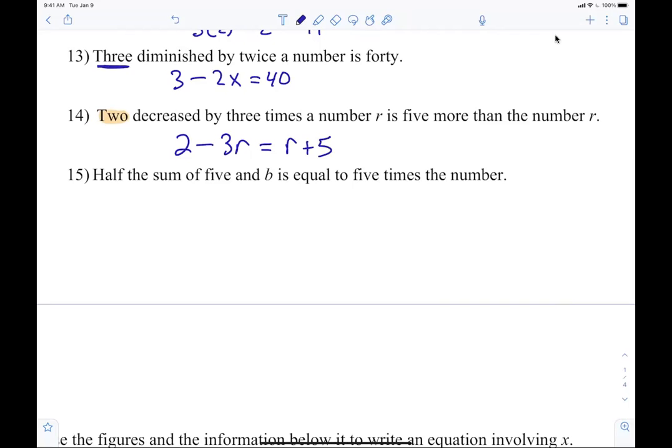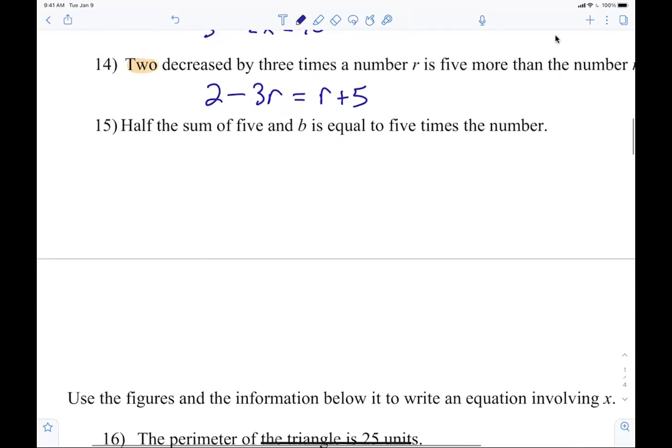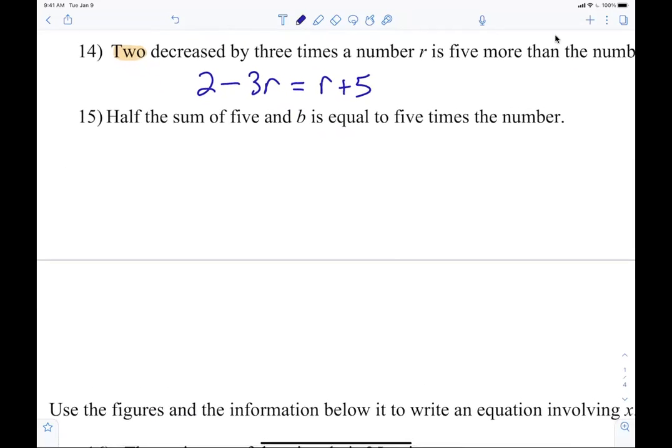All right, next. Is it 5B or 5 plus B over 2 equals 5x? 5 what? I don't know, because it just says something. Well, the number, yeah, it would be B because we've already defined the number as B. It didn't say a different number. You with me? So it'd be B.